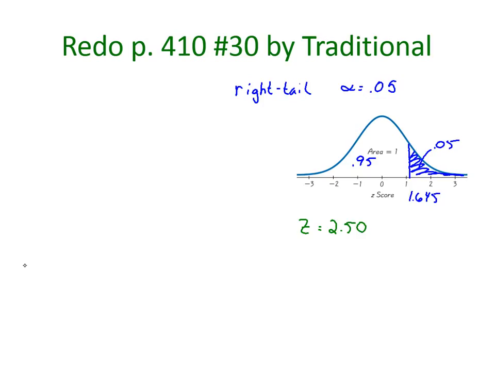So if 1.645 is here, 2.5 is over here, so my critical value is the one that's a C there. The critical value is the 1.645. My test statistic, 2.50, is that in the rejection or the fail to reject region? That's my rejection. That's way extreme out there.